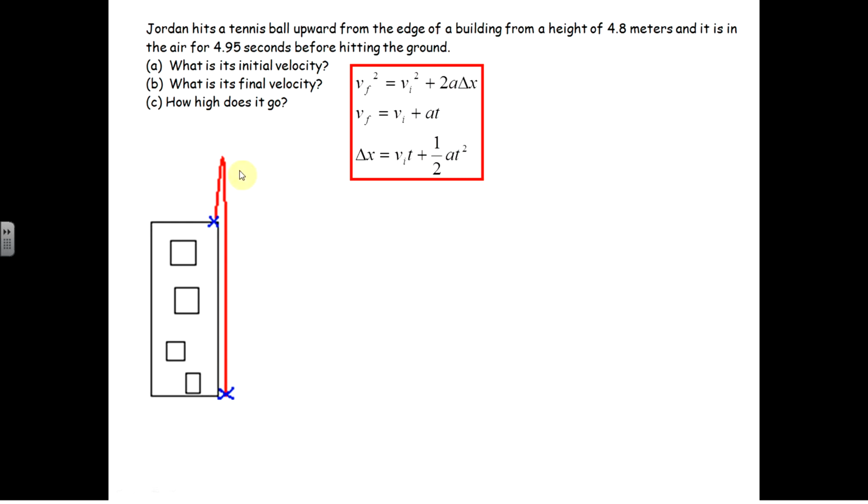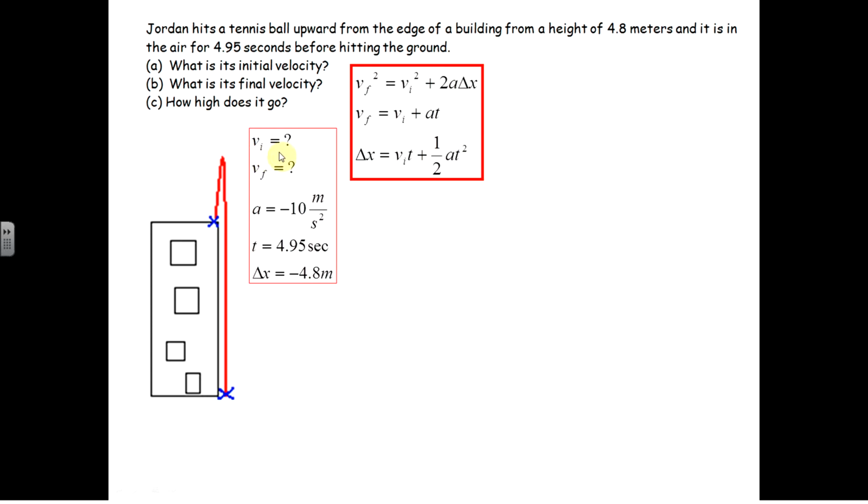And here we can see I've decided to start off by having the initial be at the top of the building and the final to be at the very bottom, which I think is a good idea because those are the information we're given. We're given this 4.95 seconds, which is that total time. And that way I'll be able to use that 4.95 seconds. Let's take a look what happens.